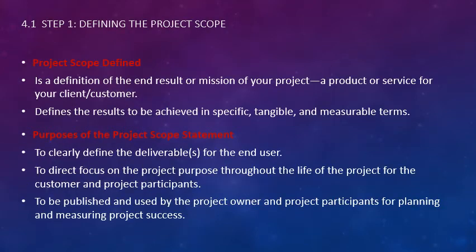So project scope defined is the definition of the end result or mission of your project, a product or service for your client. It defines the results being achieved in specific, tangible, measurable terms. So we want to say that, in the case of, let's say, implementing a marketing plan, we will implement a marketing plan that is social media based. It will include things such as Facebook and Instagram, but we will not be including Twitter.